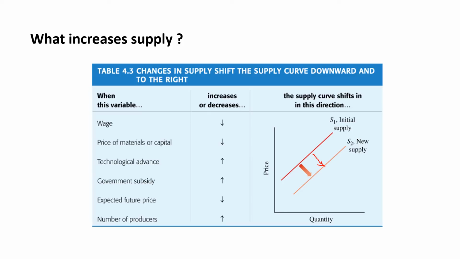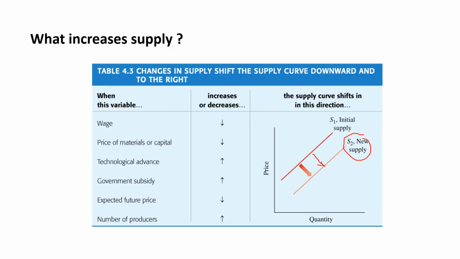When there is an increase in technological advance, that means a new technology came up to the market. That means we increase our production. We can produce more and more products over time. So this as well will shift the supply curve from S1 to S2.